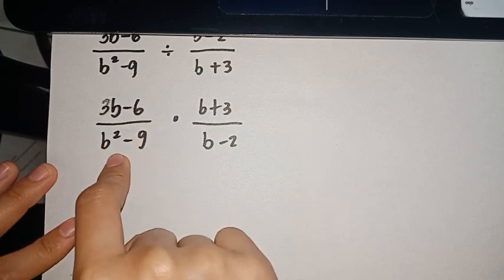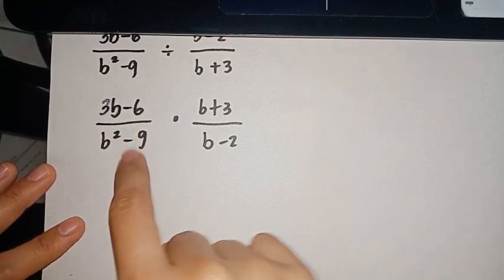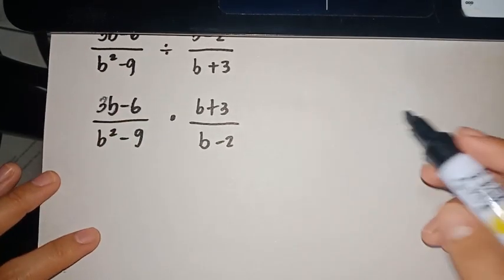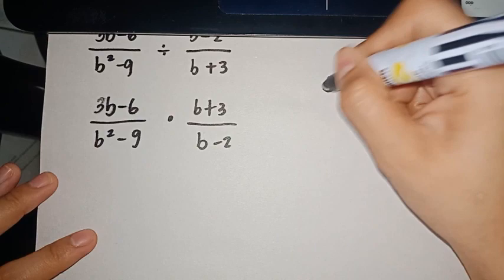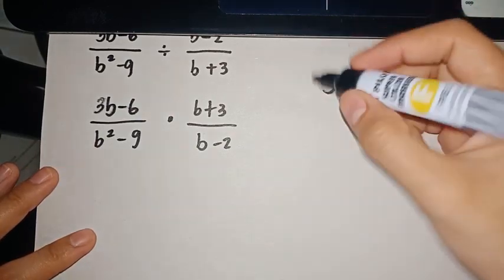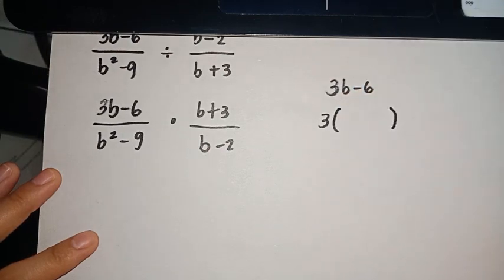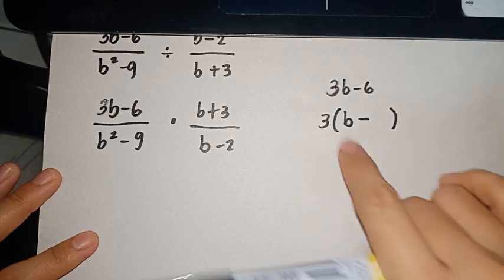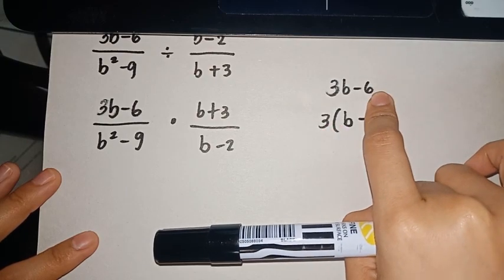Okay, next, as you can see, we have here 3b minus 6, which is factorable. The same with b squared minus 9, which is also factorable. So why do we need to get the factors? Again, for us to simplify. So let's have first 3b minus 6. The common factor for this is 3.